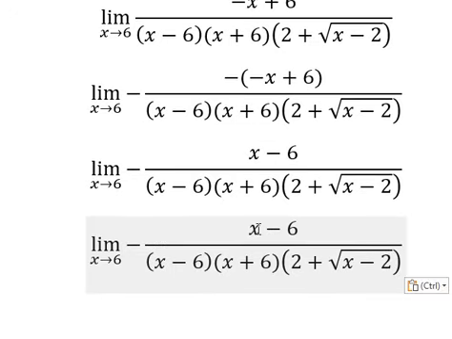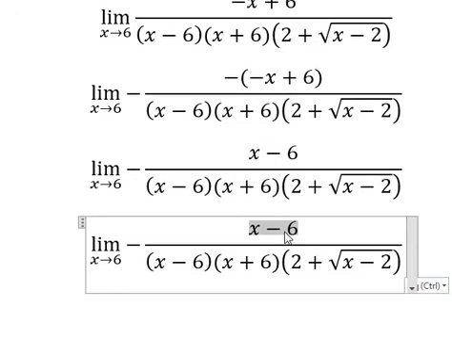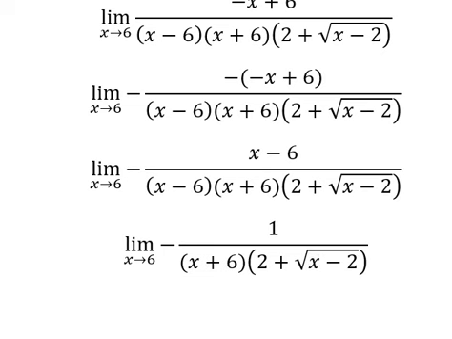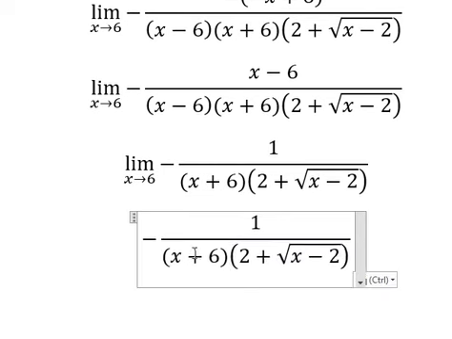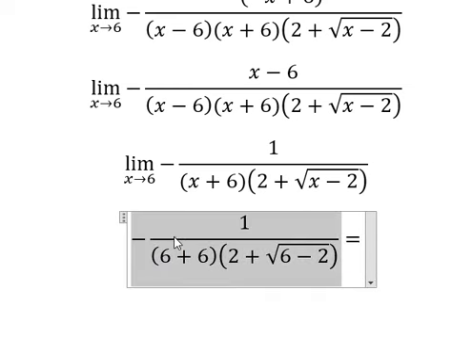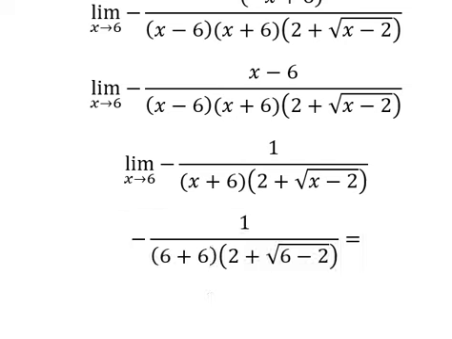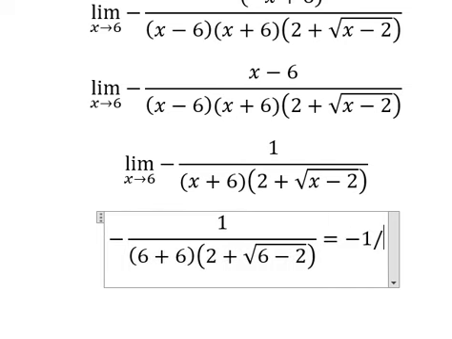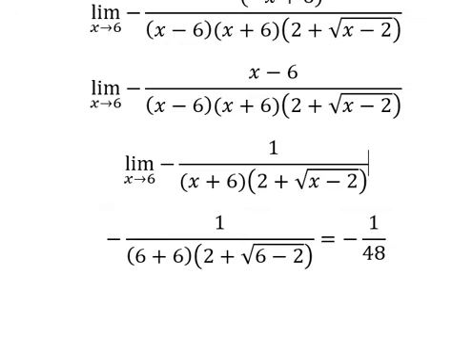Next, we need to simplify on the numerator and denominator. Next, I will cancel the number 6 here and here. So we have the final answer. Now, we need to calculate this one. So we have negative 1/48. This is the end.